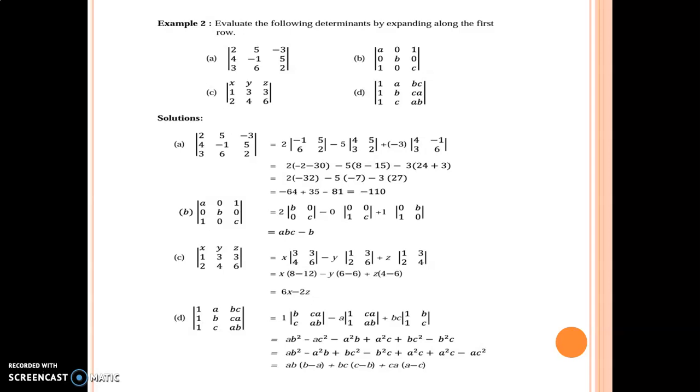Similarly, you can try the examples from the remaining section, that is example 1, the remaining parts, and example 2, the remaining parts. Also, you are given few questions at the end, unsolved questions, and you can check your progress. The answers to these questions are given at the end of the module.